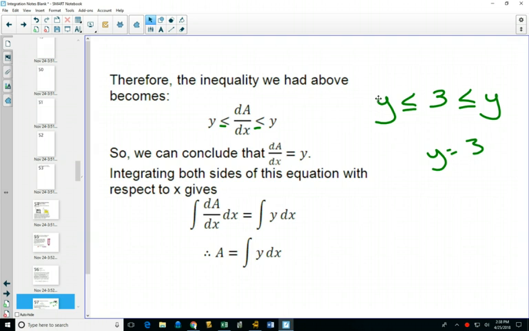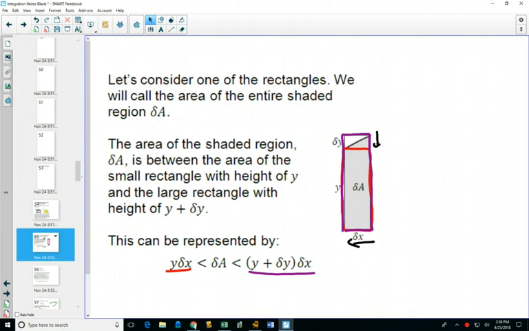dA/dx is equal to y. Another thing to look at in our diagram is that if you make the box small enough, your instantaneous area is basically that thin line. It's like a rectangle with a minuscule width.